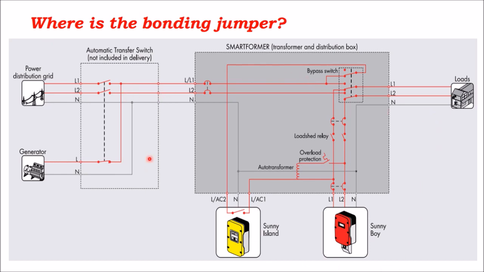So coming back to this one-line diagram, what would be considered the bonding jumper system? Where is the bonding jumper? Where is that neutral connection being made to ground? Here we have the neutrals all being bonded together. Where's the neutral connecting to ground?